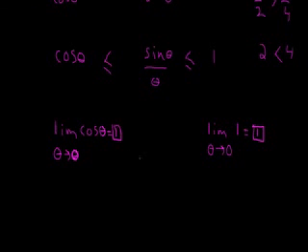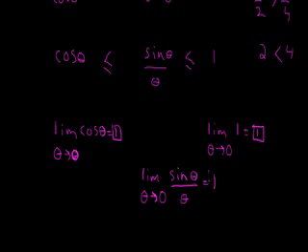So what do we conclude? By the squeezing theorem, we can absolutely say beyond a reasonable doubt that the limit as theta goes to 0 of the sine of theta over theta, because it lives in between these two functions, we can say without a doubt that its limit is 1. I hope that made sense.